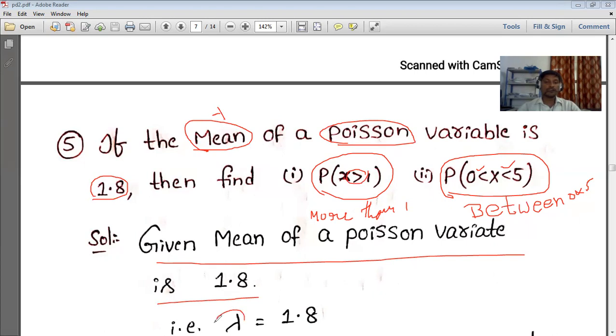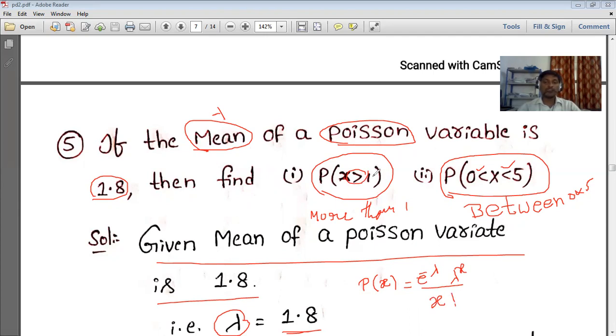So in place of mean we are writing lambda. So lambda is equal to 1.8. And next, what we have to calculate? P of x greater than 1, and already they said Poisson, so simply what we can write? P of x is equal to e power minus lambda, lambda power x by x factorial, right? This one only we are using.